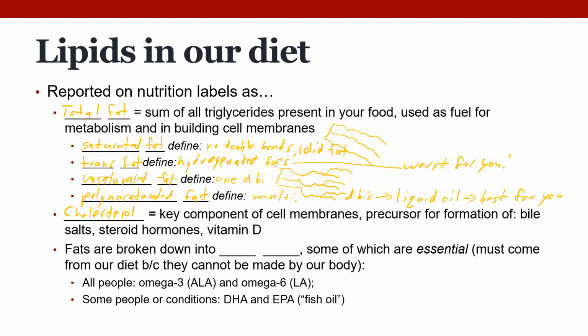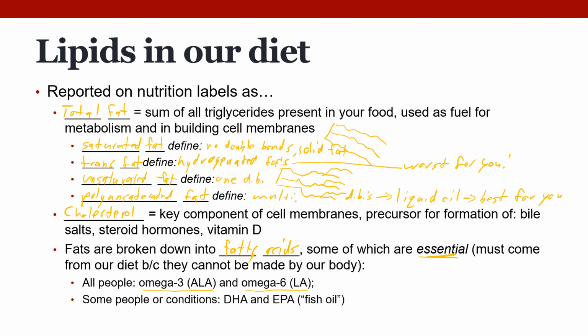Okay, why do we care about these different kinds of fats? Because fats are broken down into their fatty acids, some of which are what we call essential. Okay, they must come from our diet because they cannot be made from our body. In all people, these include the omega-3 fatty acids like ALA and the omega-6 fatty acids like LA. You typically need more omega-3s than you need omega-6s.